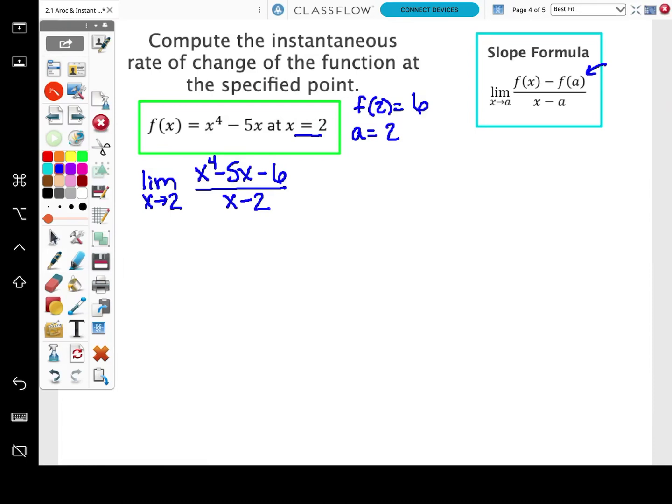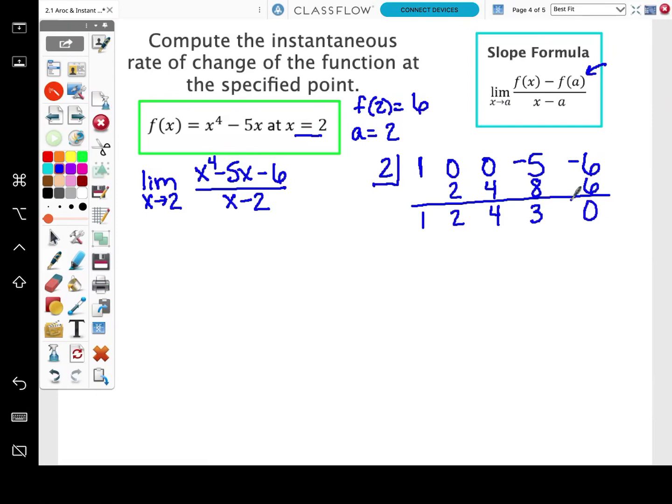Now we have a limit that we talked about how to evaluate before, and of course we try direct substitution. Direct substitution doesn't work, we fail miserably. So this means maybe I try synthetic division. 2 goes out in the little box. X to the fourth has a coefficient of 1. X to the third, x squared have 0 coefficients. Then we have a negative 5 and a negative 6. And if you remember synthetic division, you drop the 1 down, multiply, add, multiply, add, multiply, add, multiply, add.